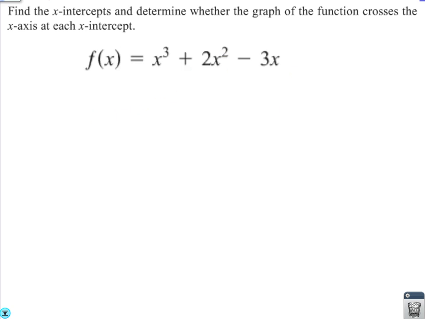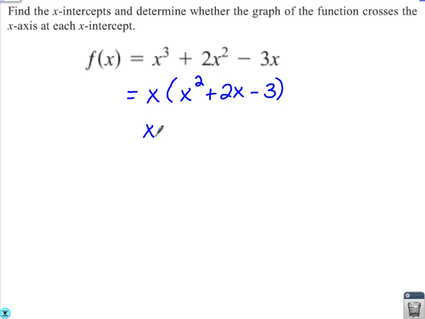Let's do this one. x to the third plus 2x squared minus 3x. Again, one of the hardest ones to factor. Everybody's looking, but there's no number out there. We like it when there's no number out there because if there's no number, that means that everything has an x. So the first step, factor out an x. You're left with x squared plus 2x minus 3.